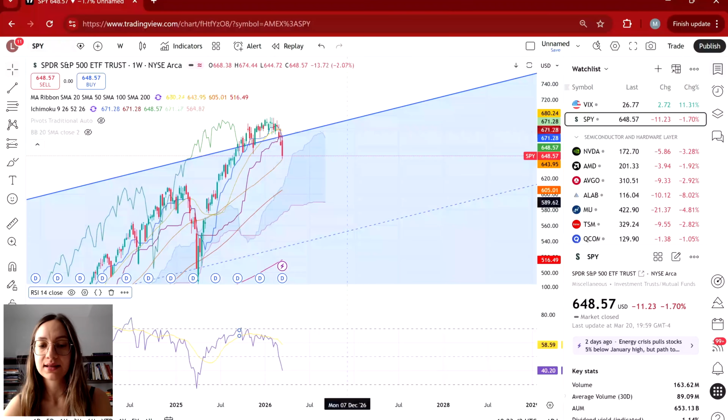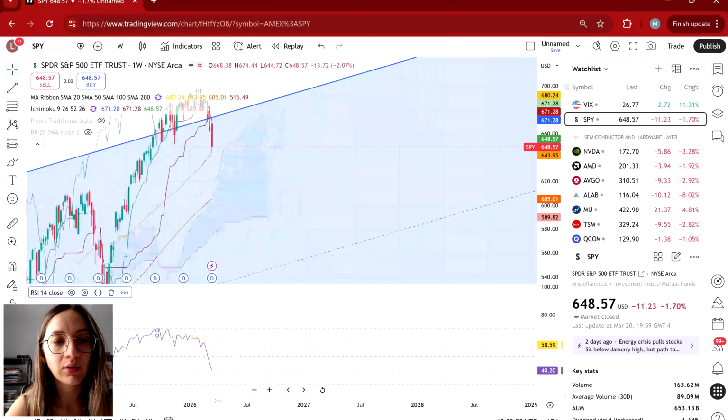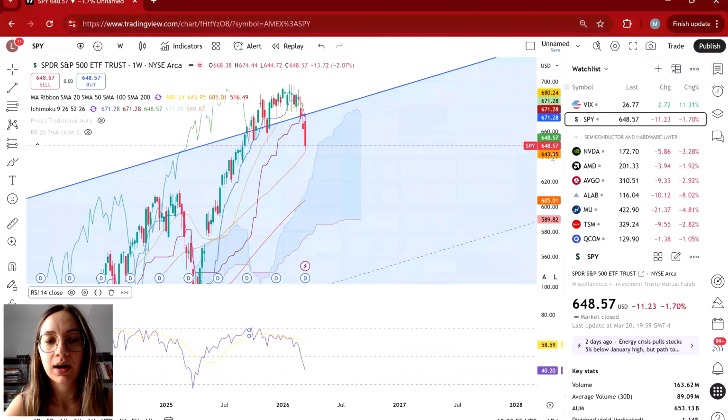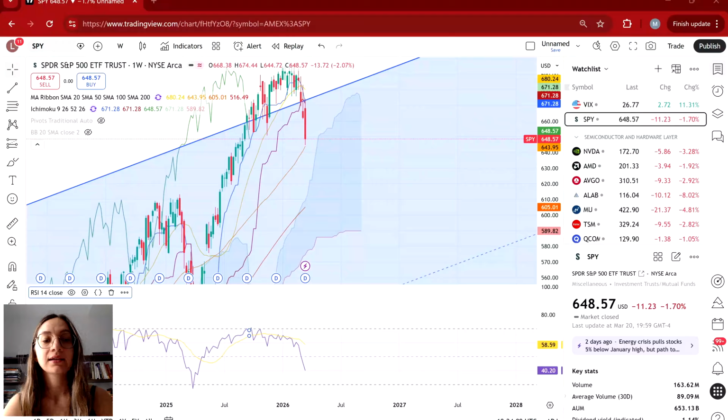However, the Tenkan-sen, which is the conversion line and our trend line for this market, if you see, is crossing this red line. Okay. The Tenkan-sen is the conversion line. It's the fastest and most reactive component of the Ichimoku Cloud system. It acts as a short-term trend indicator and a signal line.